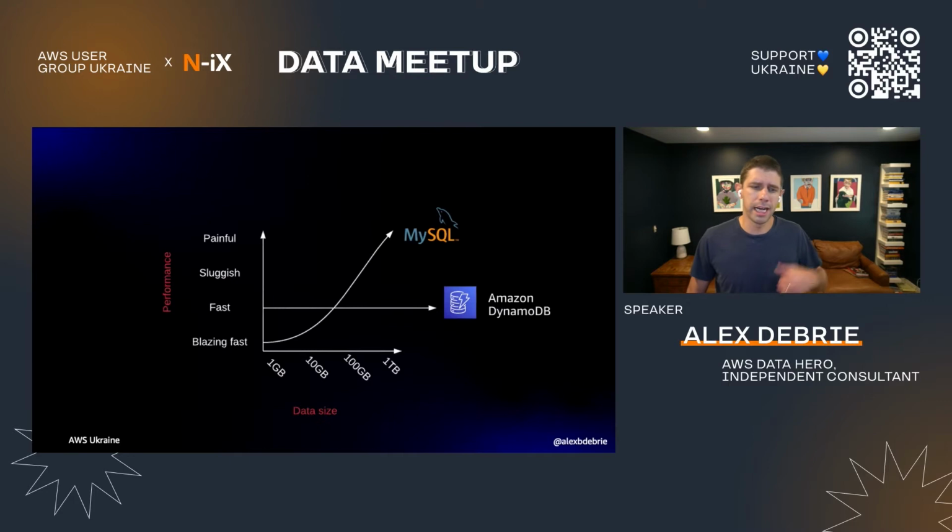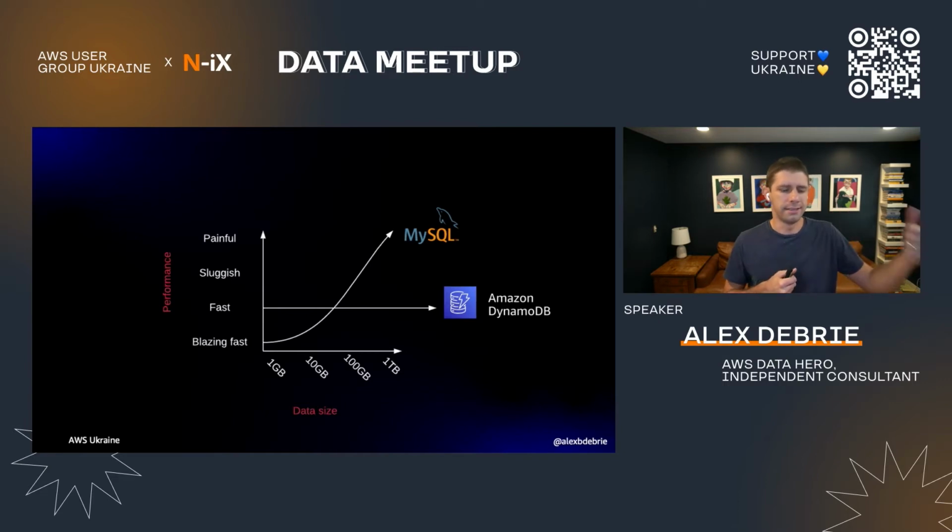In contrast, Dynamo has a performance curve that's more like this. It's completely flat, right? And you should expect the same performance in a test environment, staging environment, day 1 of your application, 2 years down the road, 10 years down the road. It doesn't matter how much data you have in your application. You should get pretty consistent performance on an individual request.